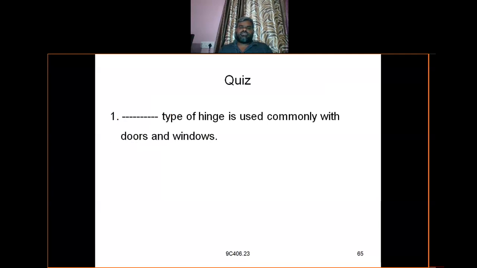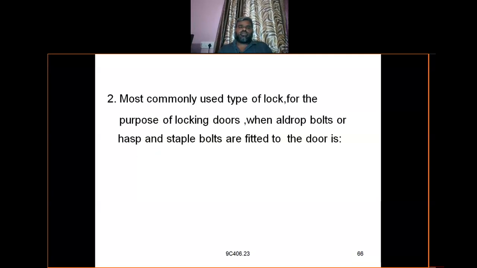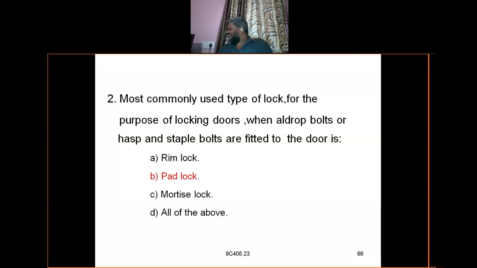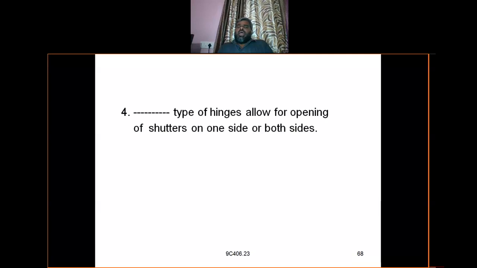This type of hinge is used commonly with doors and windows. The most commonly used type of lock for locking doors when a drop is there is the padlock. This type of handle permits automatic closing of the door. Lever handles. Wardrobe handle.